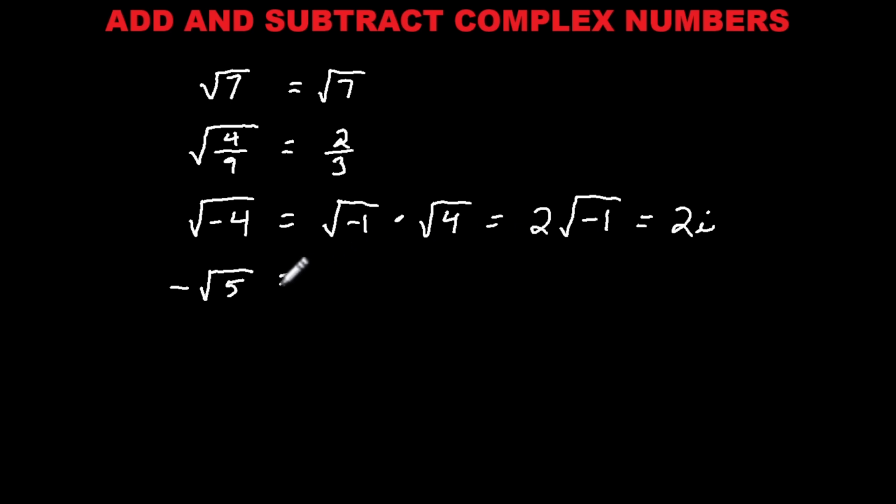And then this one over here, I'm showing it just as an example. This minus sign is not under the radicals, so this is not able to be simplified any further. It's the square root of 5 minus the square root of 5.